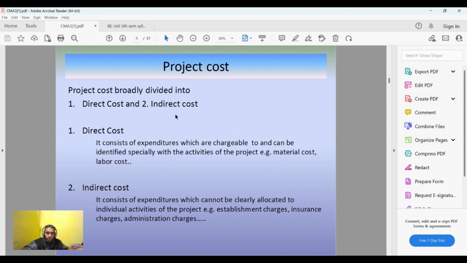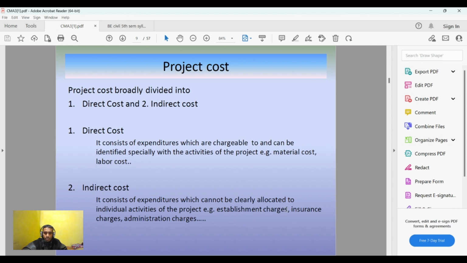Okay, so the cost of the project, or the project cost, is divided into direct cost and indirect cost. So you can just remember what I had discussed in the class. Direct costs are the expenditures which are chargeable and identified with the activities of the project. Now these costs are very much known to us, like the building material cost and the cost of the laborers. Okay, and the indirect cost consists of those expenses which cannot be clearly determined. Okay, they cannot be allocated to the activities of the project.